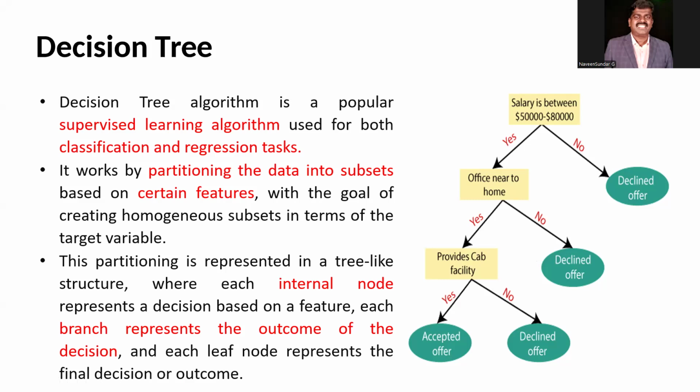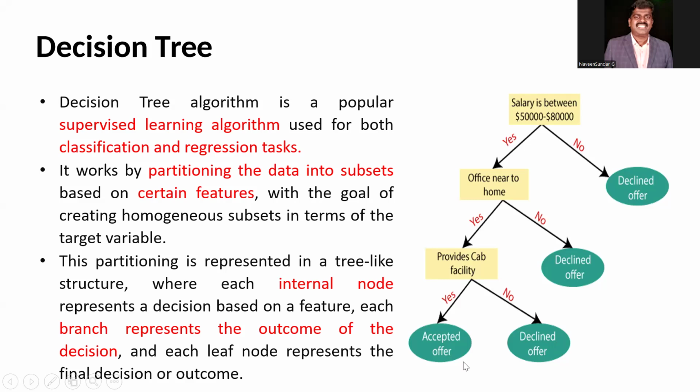The next feature we think about is whether we can provide the cab facility or not. If it is yes, then the next condition is satisfied, and finally we go for accepting the offer. If it is no, we again decline the offer. So based upon the salary being yes, we check whether the office is near to home, then whether the cab facility is there or not, and if it is yes, finally we accept the offer.